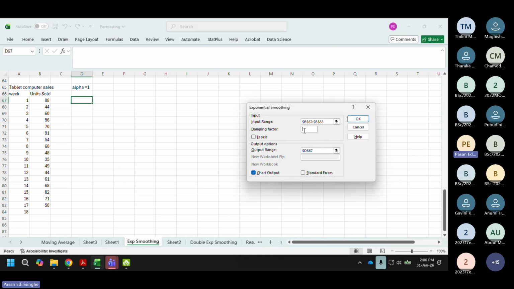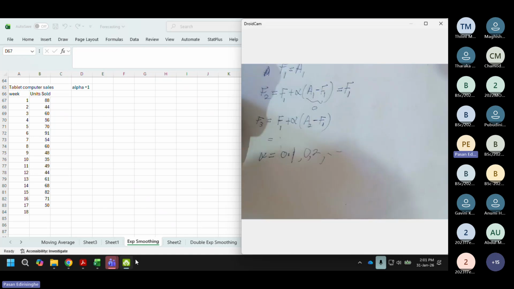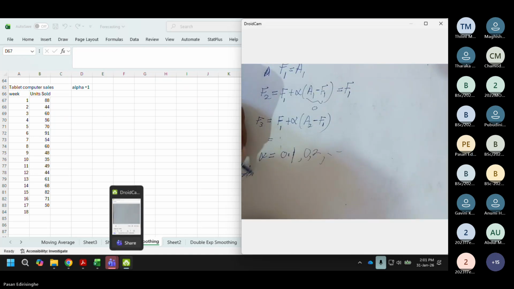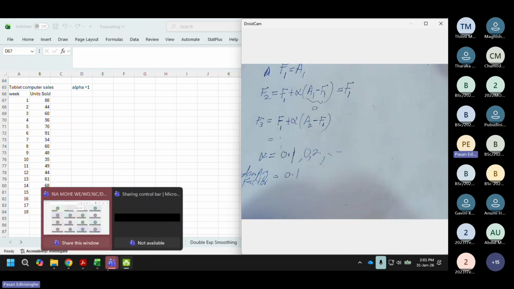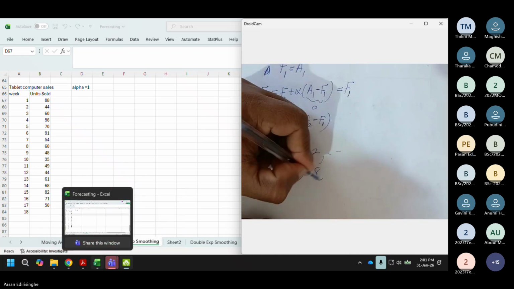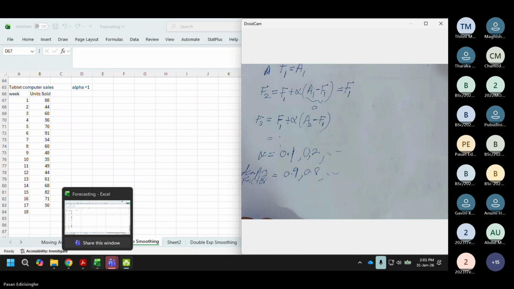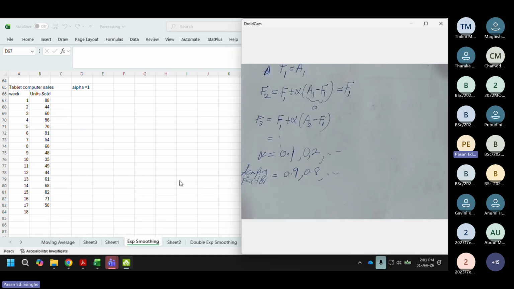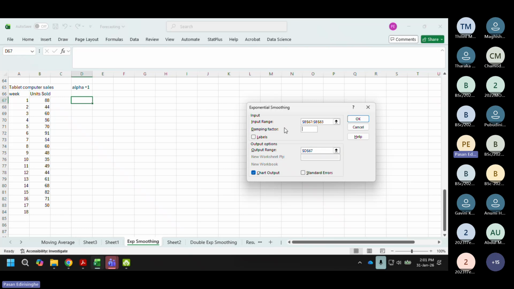So therefore when alpha equals 0.1, right? So the damping value will become 0.9, the opposite of that. And so this is 0.8, and so on. So therefore, in our calculation here, we need to give the 0.9 there.